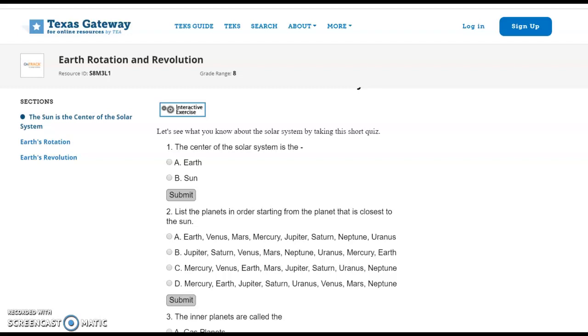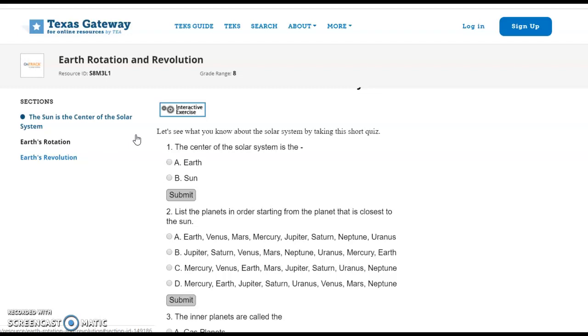So here we go. We're going to start with Earth rotation and revolution. It's got a kind of a pre-assessment built in, and we'll go through that. I'm not going to go through the answers because I want to see if you can get them right on your own. It says, let's see what you know about the solar system by taking this short quiz.